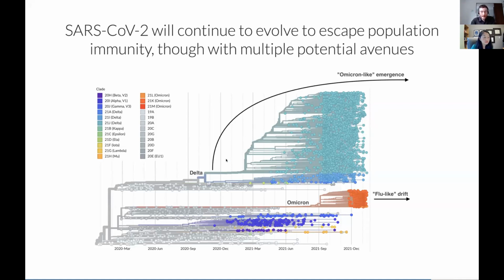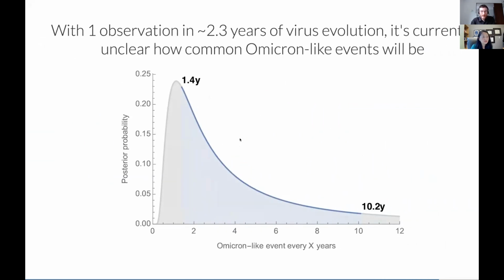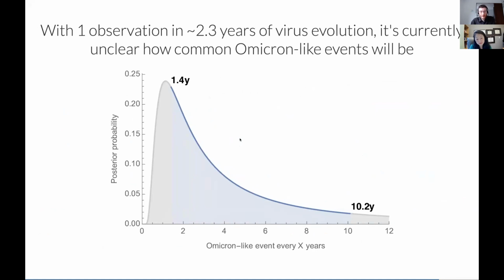And exactly how likely this is is super hard to guess at. Basically, all we have is 2.3 years of virus evolution that we've observed. We've had Omicron happen once. And if that's the only thing we have, it's not at all clear whether we just got unlucky and the true rate of Omicron-like events is quite rare, or if it's a common feature of SARS-CoV-2 endemic evolution.